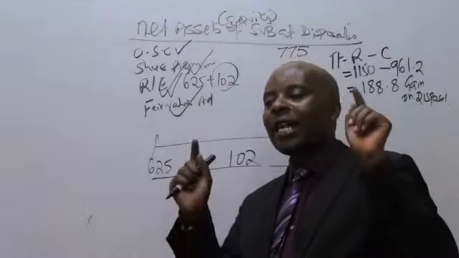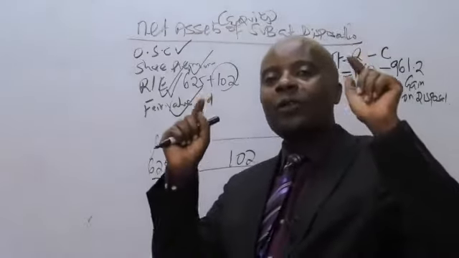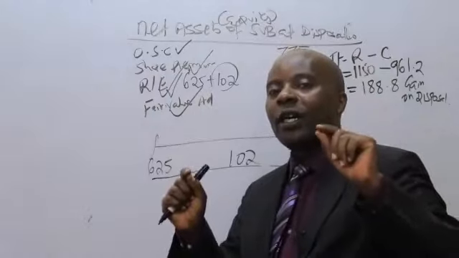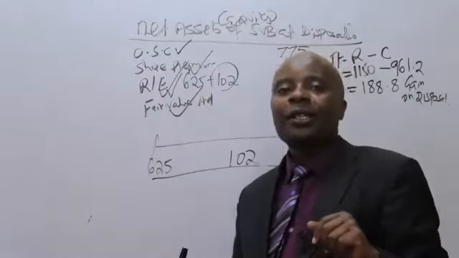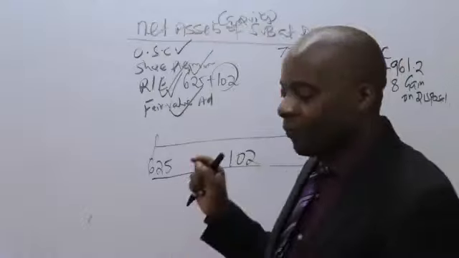So then we have gotten 188.2. Could you kindly take that figure to the statement of consolidated income? Take that figure of gain.